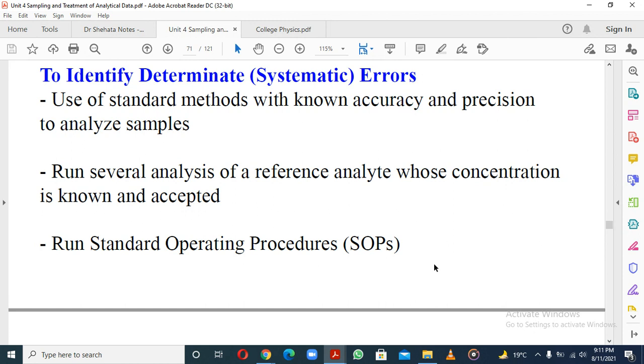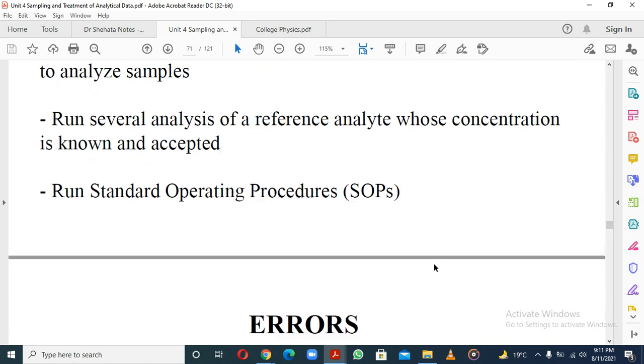Then you say run standard operating procedures. So this is where you just have to be using standardized things. No need to create your own things when things that work are already there.